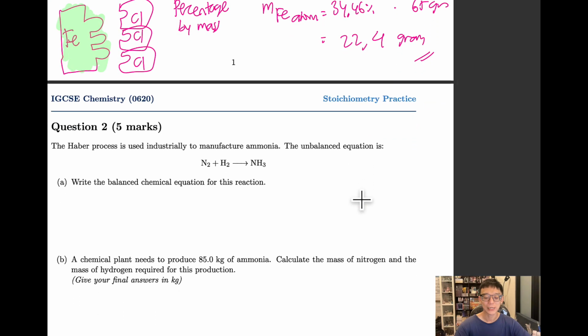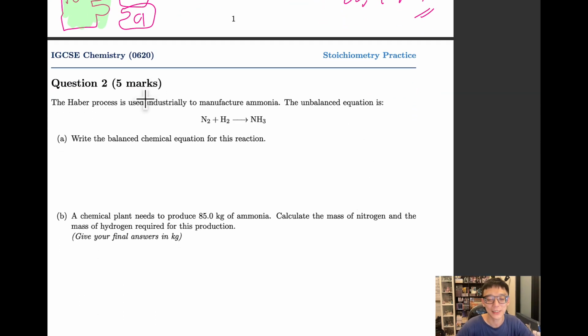Now let's go to the second question. It's a Haber process. So it is used industrially to manufacture ammonia. There is an unbalanced equation. We have to write the balanced equation. So now let's see the left hand side and the right hand side. Let's balance this together. We have nitrogen atom, and then we have hydrogen atom.